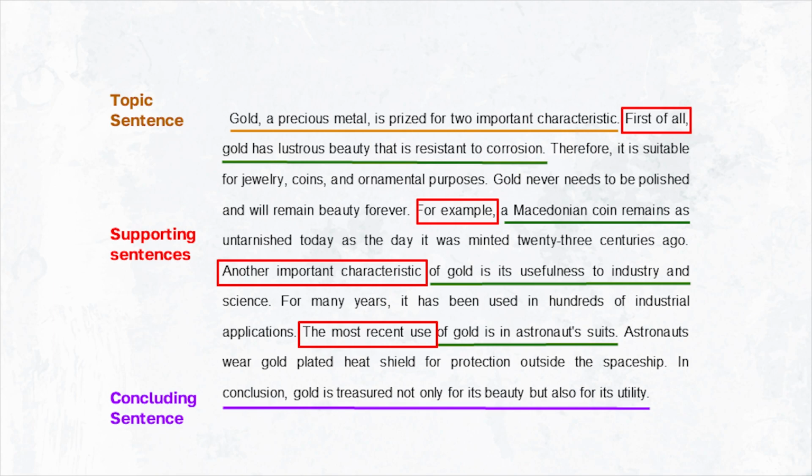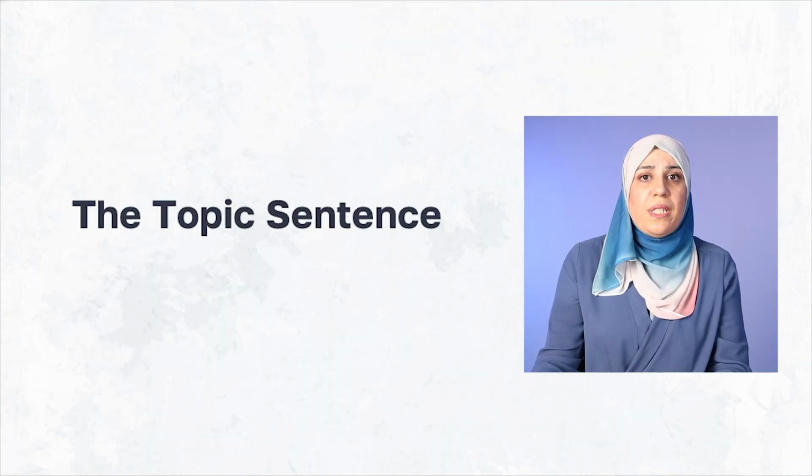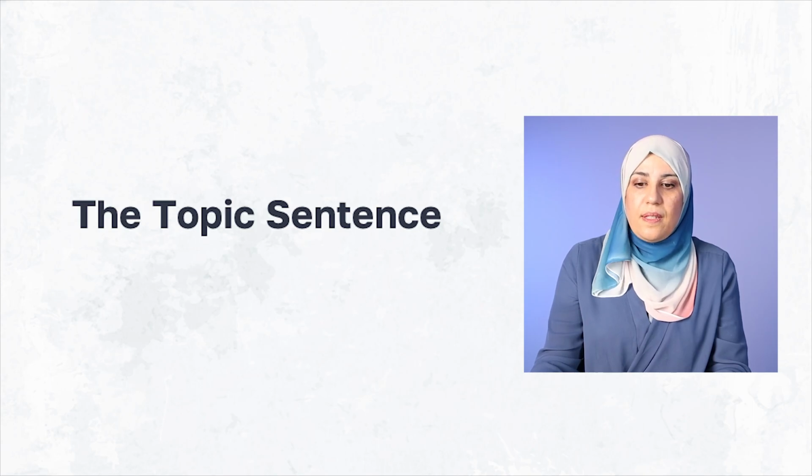In the same paragraph about gold, the first sentence is the topic sentence. It is underlined in yellow. Then, supporting sentences underlined in the green line, they give more information and details about the topic. And last, you have the concluding sentence, which comes as the last sentence in the paragraph. Let's talk about each of these elements in some details, and we will start with the topic sentence.